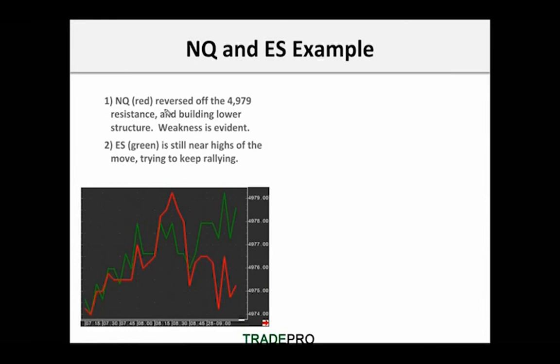So look, NASDAQ reverses off this 49.79 level. You can see it's starting to get some lower highs. It's getting at least neutral. Some weakness here is evident. I'm sorry, I'm looking at the wrong line. NASDAQ, you could see lower lows, lower highs. Very evident weakness on the red line. S&P 500 still delusional, thinks it's going up. So what you could do here is short the S&P 500.